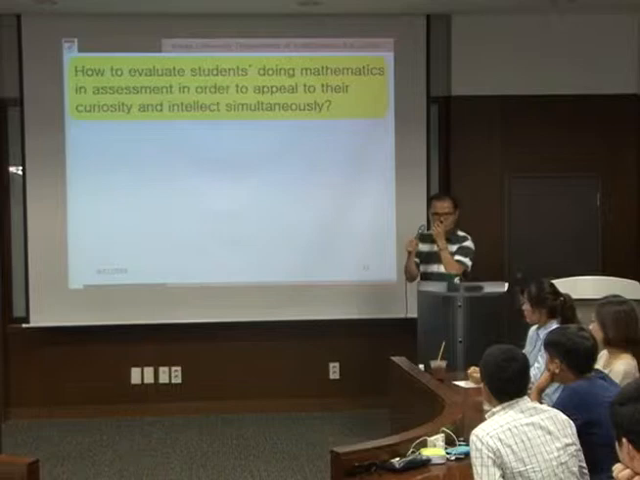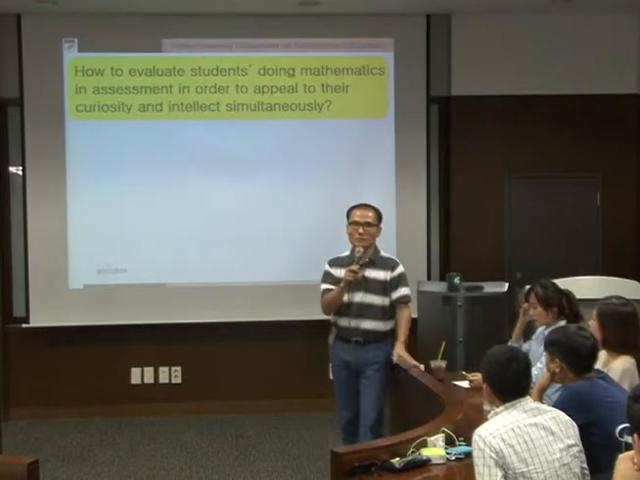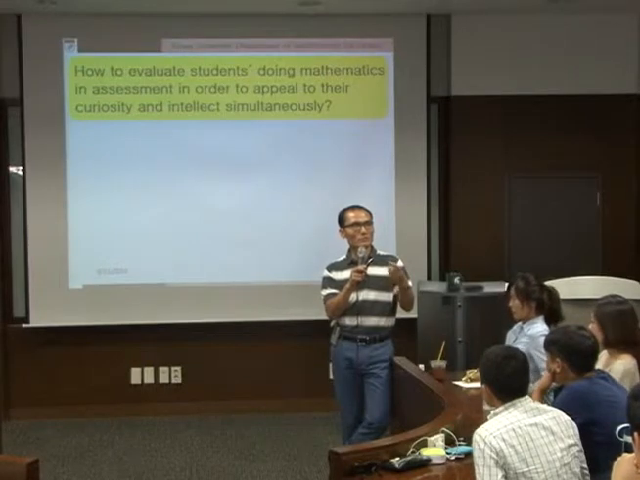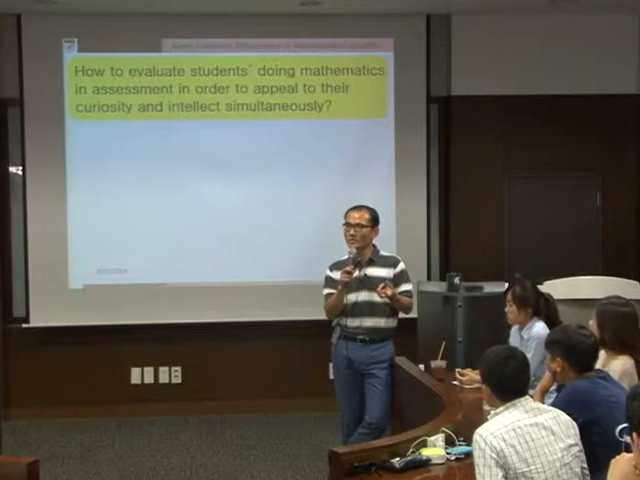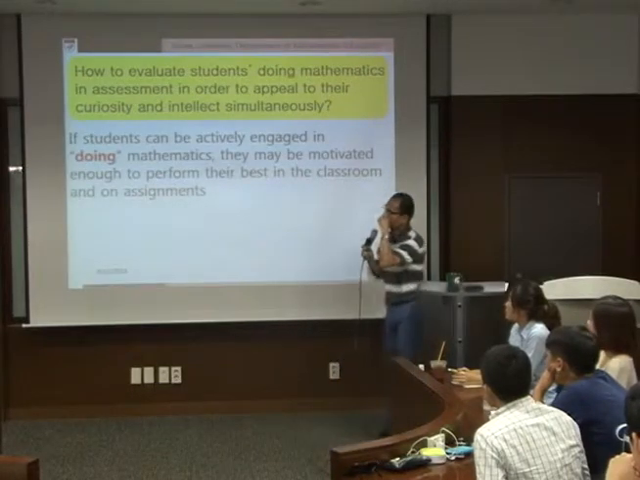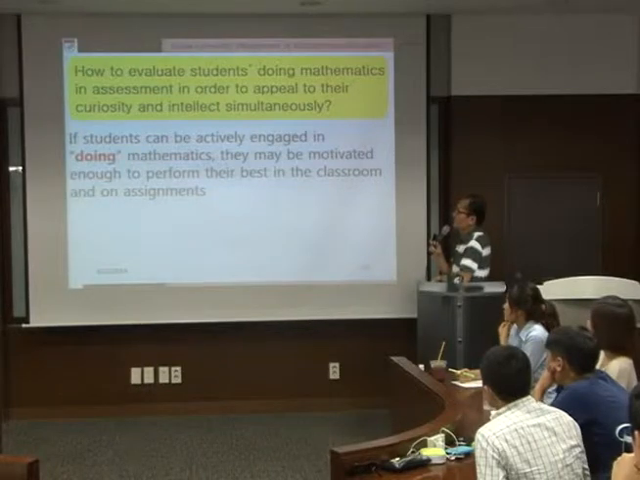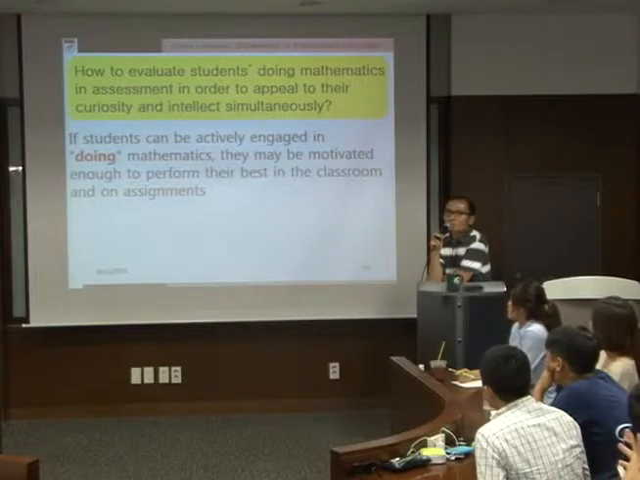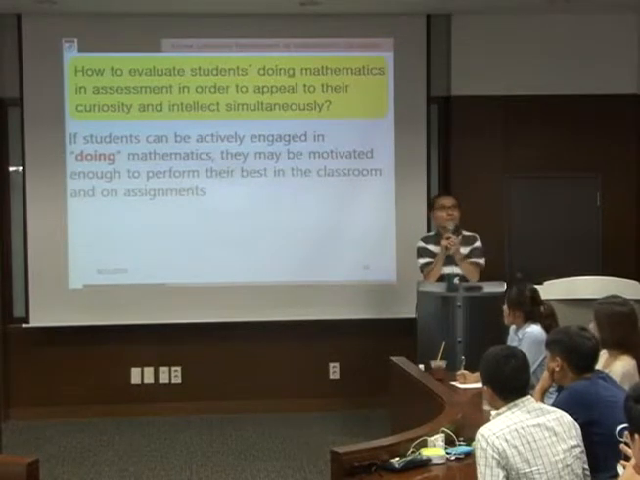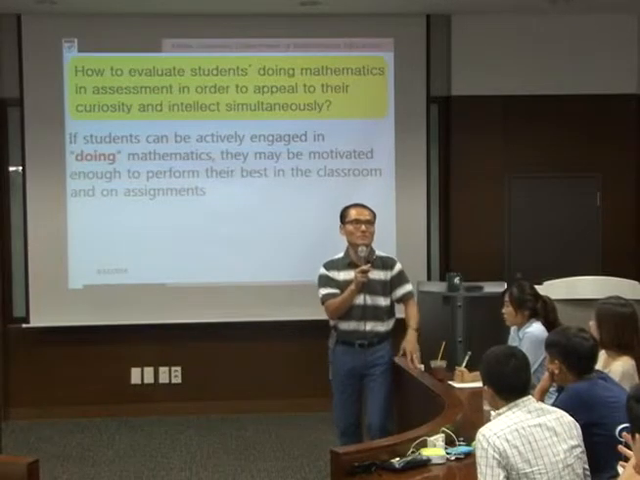So one thing: students doing mathematics has been emphasized in the area of mathematics education during the last two decades. Because math educators and mathematicians say doing mathematics is so important because students create their own mathematical ability and capability, right? So probably a partial answer to that question: if a student can be actively engaged in doing mathematics, they may be motivated enough to perform their best in the classroom and on assignments. But here is the question, what is doing mathematics? One simple answer to that question is just following mathematicians' way of doing mathematics, right?